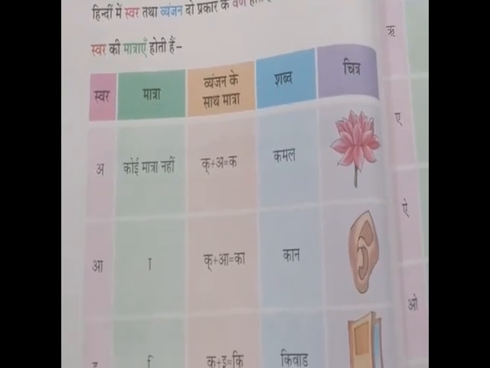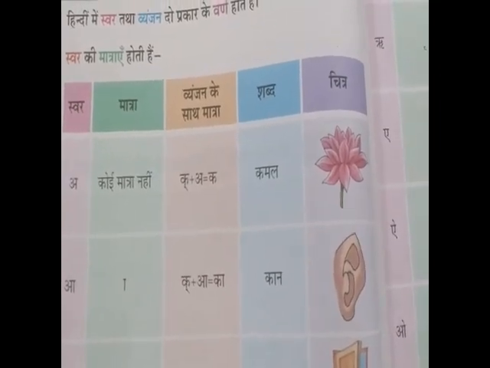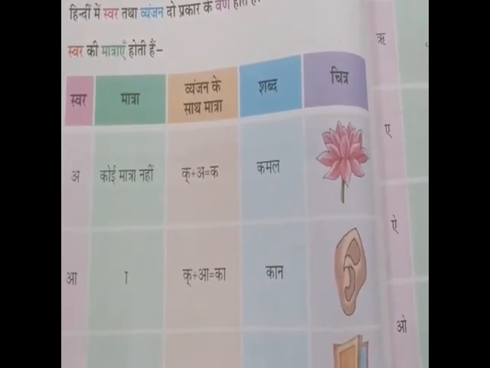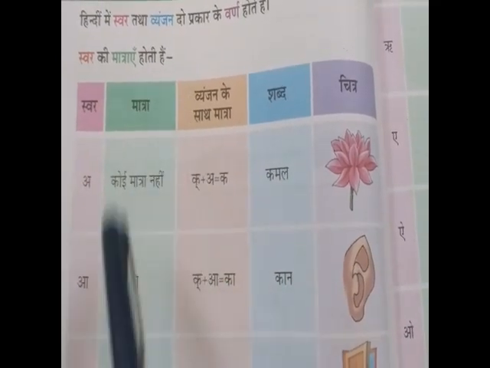So now first we will study how we can join these vowel signs with Vyanjan to make a word. So स्वर की मात्राएं होती हैं. You know स्वर की मात्राएं, the sound that is coming is known as मात्राएं. So here you can see 5 columns: स्वर, मात्रा, व्यंजन के साथ मात्रा, शब्द, चित्र.